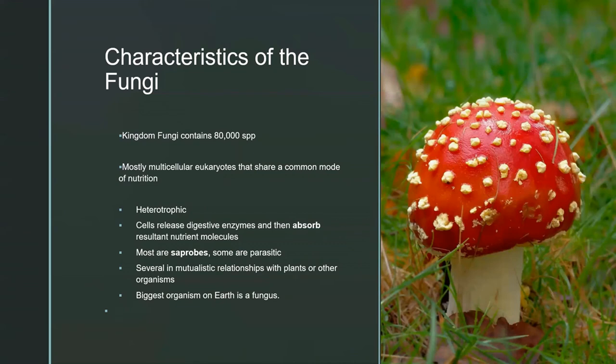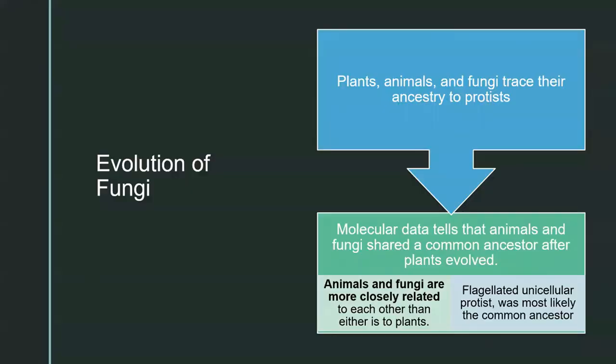Lichen is a good example of a mutualistic relationship between a fungus and a photosynthetic bacteria. The biggest organism on Earth is a fungus. They evolved from protists, kind of like we did. Molecular data tells us that animals and fungi shared a common ancestor after plants evolved. So animals and fungi are more closely related to each other than to plants. A flagellated unicellular protist was likely our most recent common ancestor. We're still puzzling all of that out.